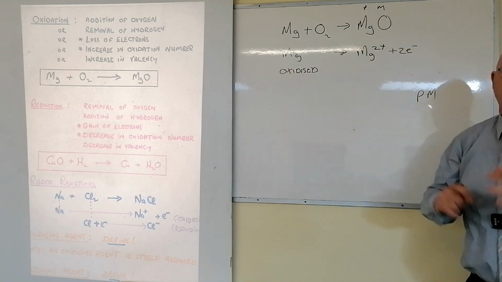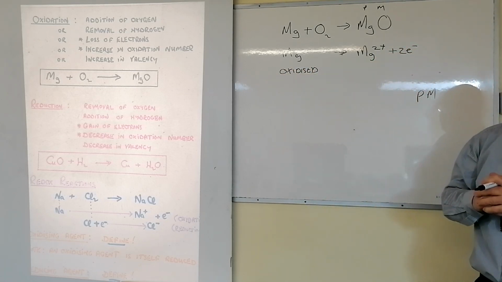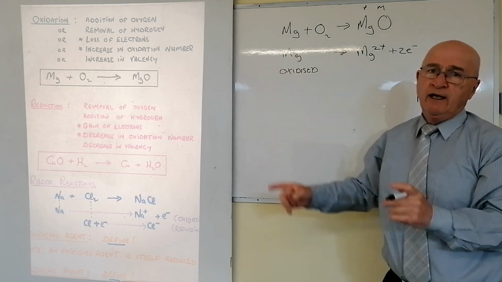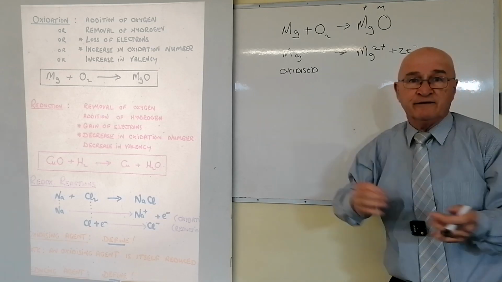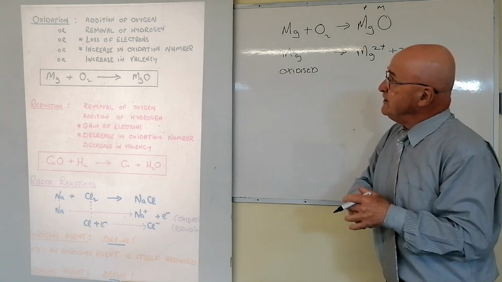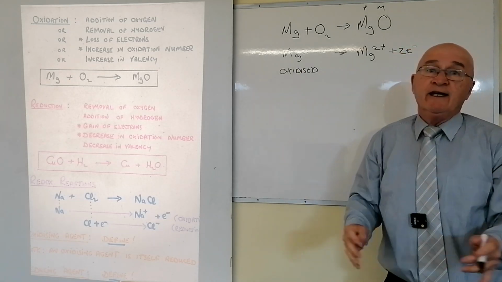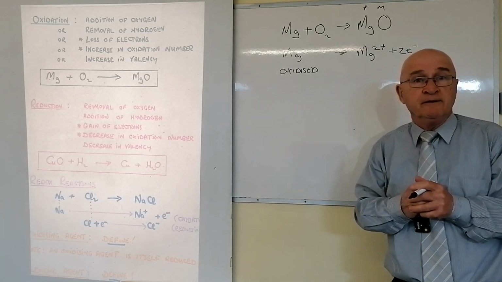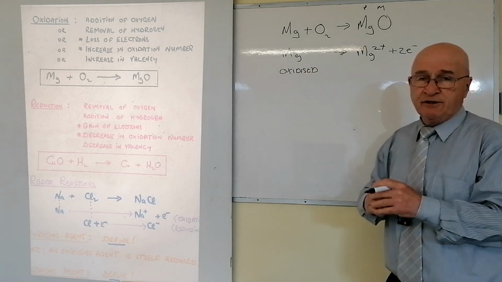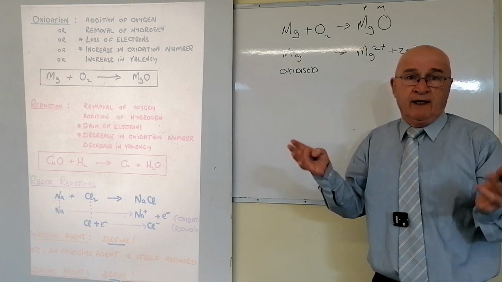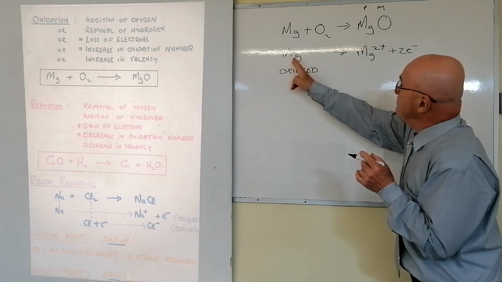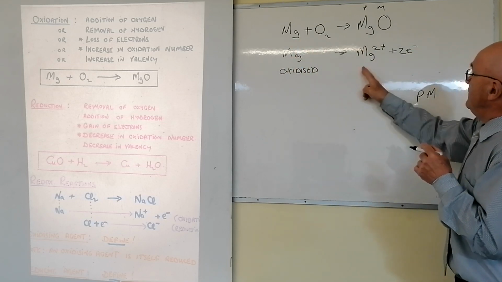Now I'm pausing there for you for a moment because that's very important, right? The first definition is lovely, provided there's oxygen in the reaction. If there isn't, it's useless. The second definition, removal of hydrogen, is lovely if there's hydrogen involved in the reaction. The third definition is brilliant, because there's electrons in every reaction. And I've come to the conclusion that the magnesium went from Mg to Mg2 plus.